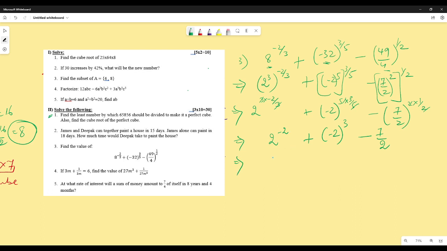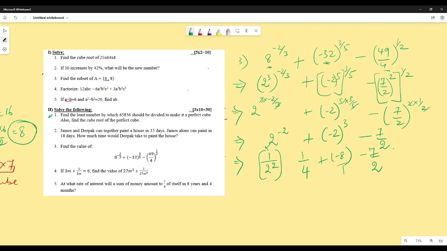So 2 to the power of minus 2 is 1 by 2 to the power of 2, right? So instead of this we can write, because we are using the numbers, 1 by 4, right? Plus minus 2 to the power of 3 is what? Minus 8, minus 7 by 2, right?